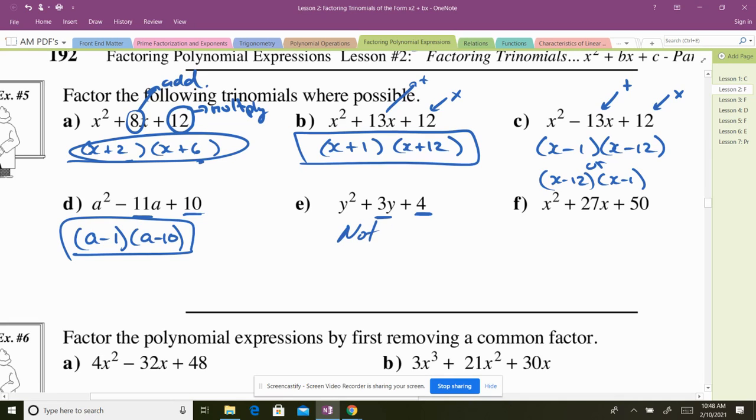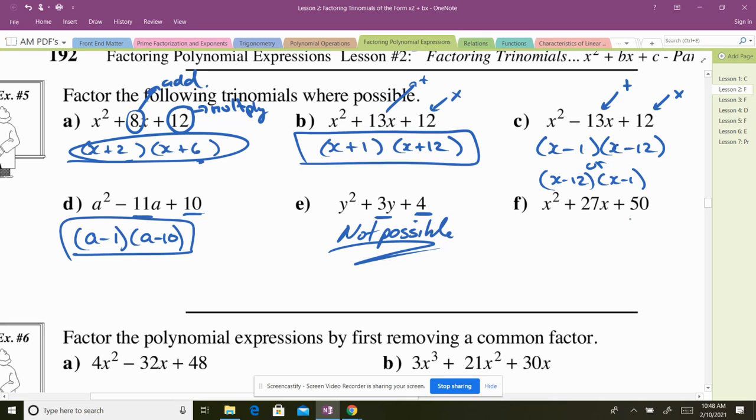I will not put a not possible question on your test. It won't. Don't need to worry about that. There is a way to do that, but you learn about it in grade 11. So for now, we just go, not possible.